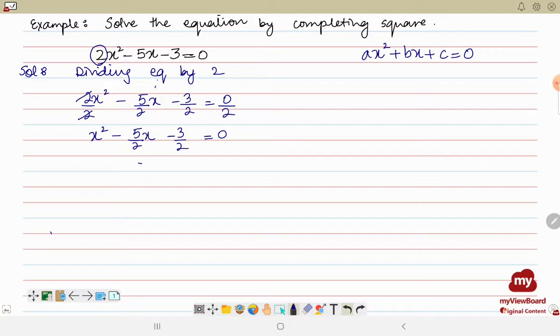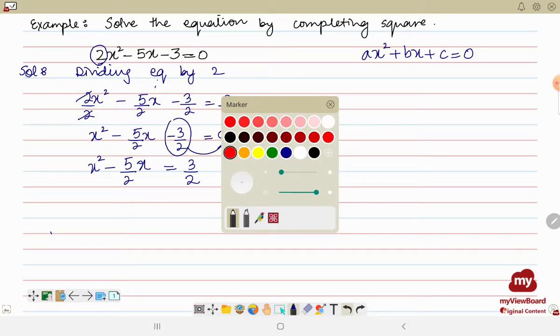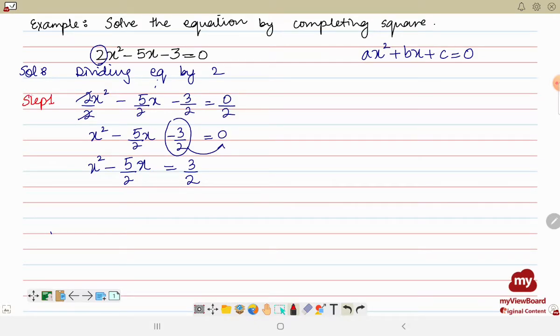Now the second step of working is that we have to move the constant term to the other side of the equation. The constant term is that term with which the variable is not written, right? So here 3 by 2 is the constant term, so we'll move 3 by 2 to the other side of the equation. The equation will become x square minus 5 by 2x, and that is equal to 3 by 2. This is the second step of working. So the first step is that we have to make the coefficient of x square as 1, and the second step is that we have to move the constant term to the other side.